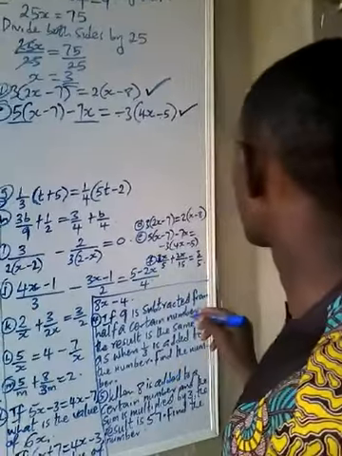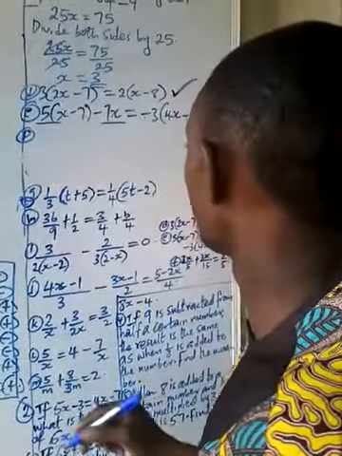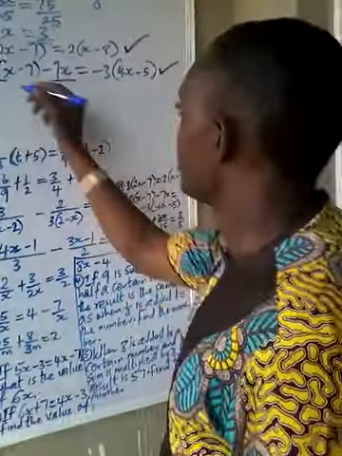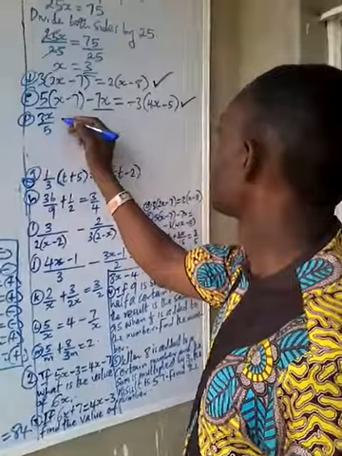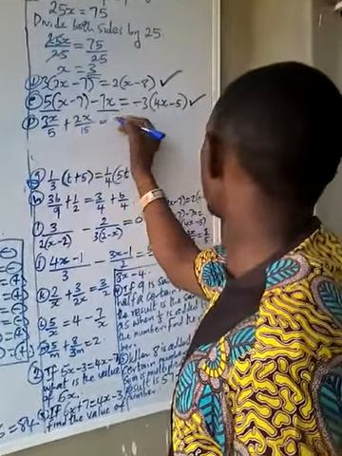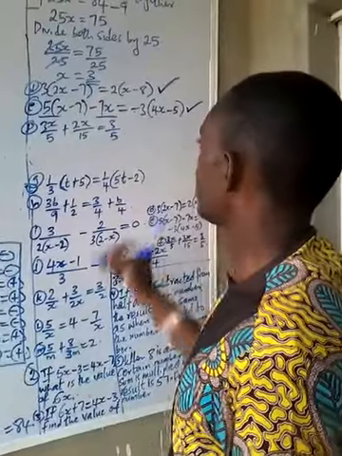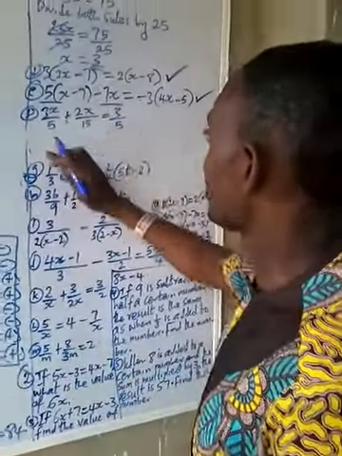Now, it will take us to letter F, which is a little different because we are entering into fractions. Then you have 3x all over 5 plus 2x all over 15 is equal to 3 over 5. What are you going to have in this case? This is a fraction.